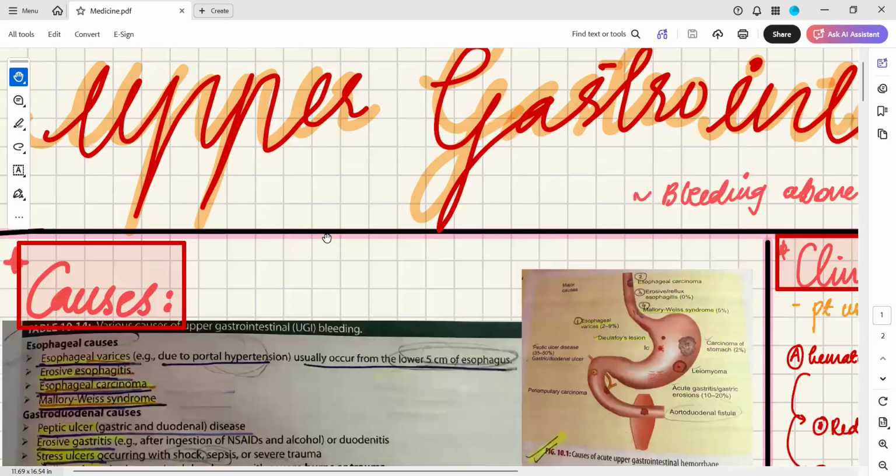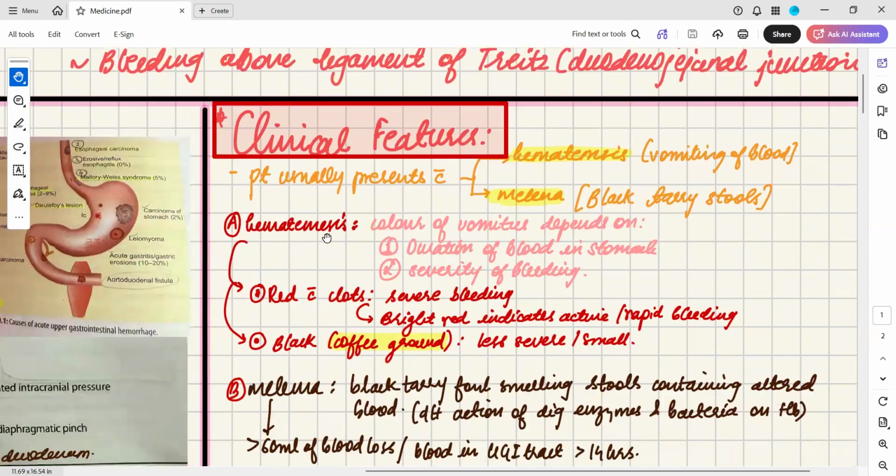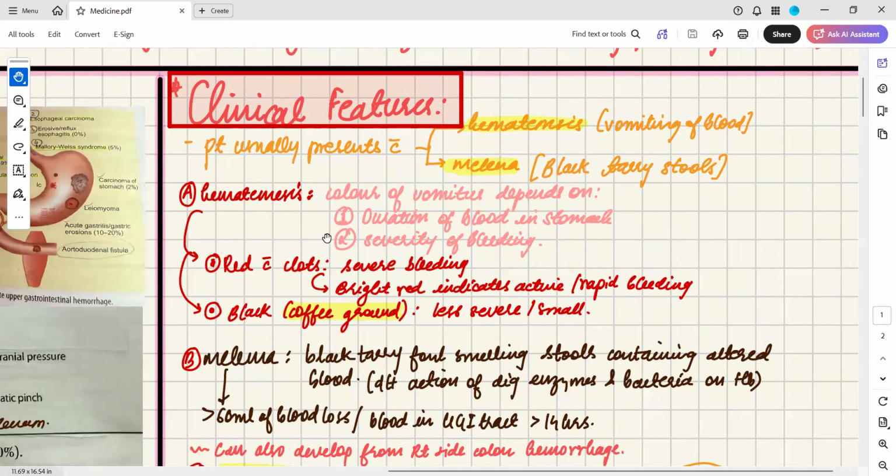Sir, clinical features. Is it visible? Clinical features? Yes, sir.